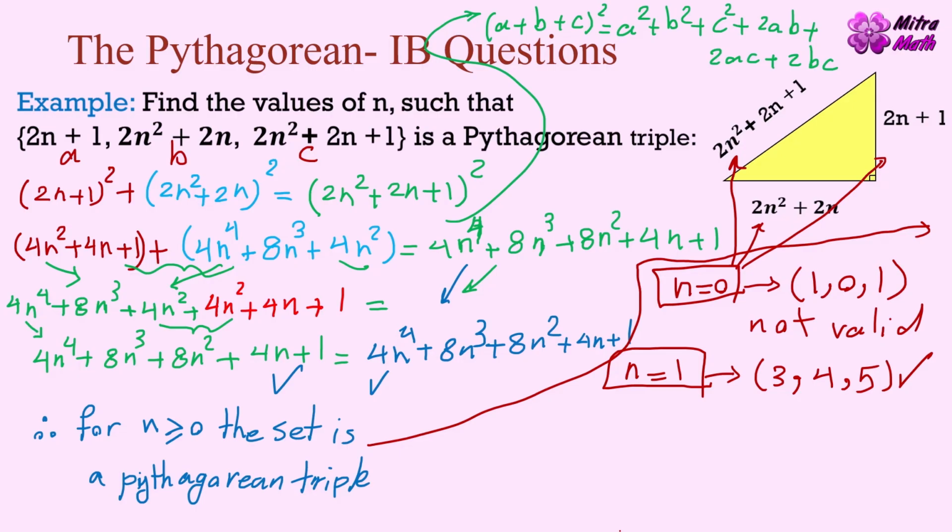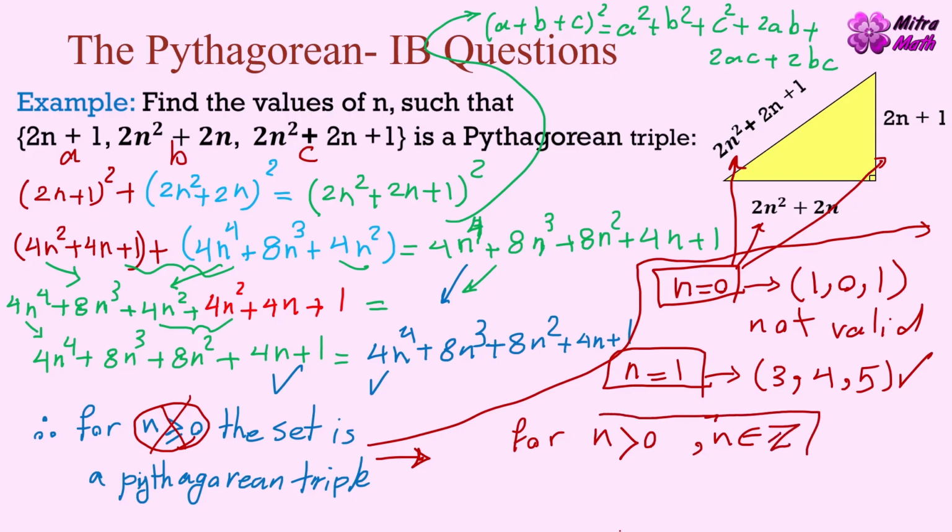So as a result, we have to change our final conclusion. This one should be changed. It's not for any n greater than or equal to 0. It would be for n not 0, greater than 0, and n should be an integer, not a real number. Then the triples would be Pythagorean triples.